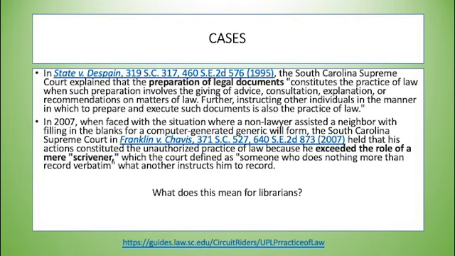And of course, a very big question to this is, what does this mean for librarians and for law librarians who give people who want to research the law? If a law librarian says, okay, the case that you're looking for is over here, you need to look in this sort of case area over there, is that the unauthorized practice of law? You know, good questions to ponder.